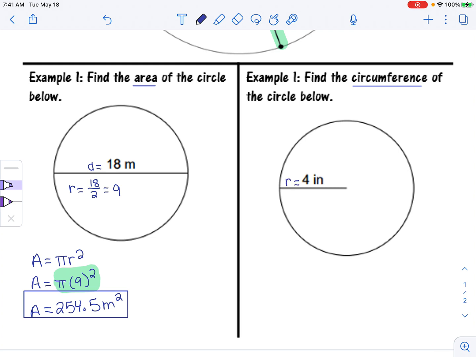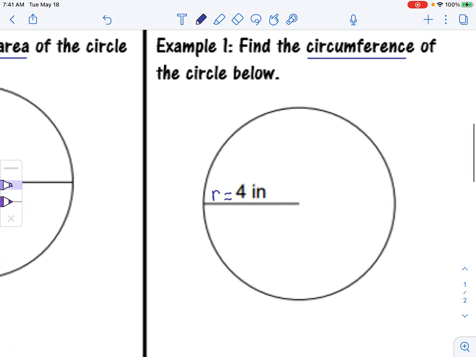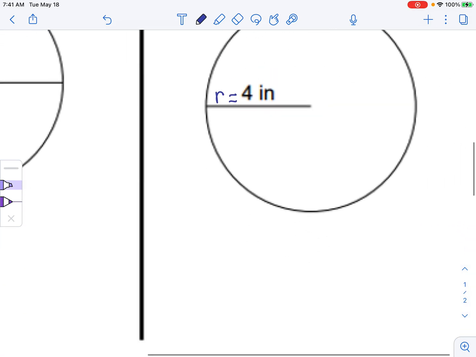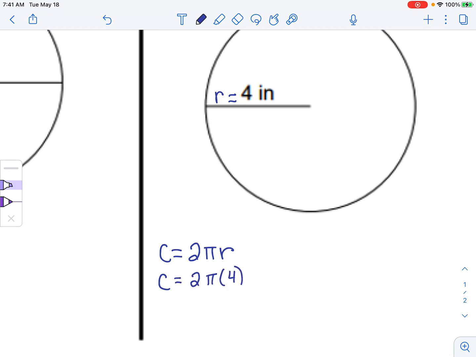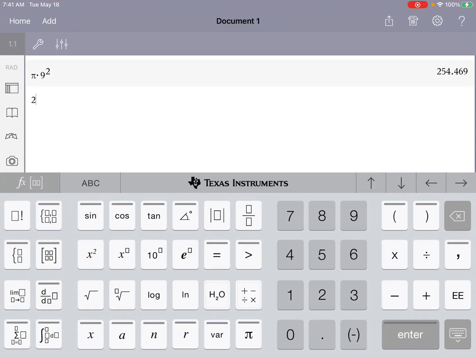Okay, looking at the next one, find the circumference of the circle below, and we're given the radius. So we're going to use the 2 pi r formula. So circumference equals 2 pi r. So we have 2 times pi times our radius, which is 4. I'm going to type this directly into my calculator. So I have 2 pi times 4.